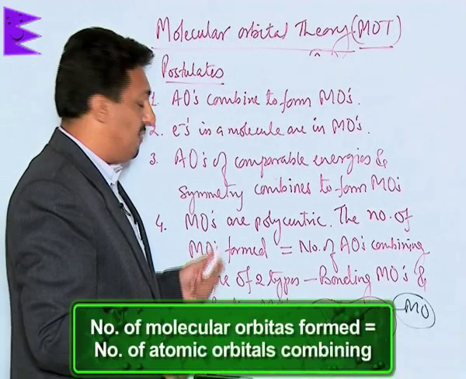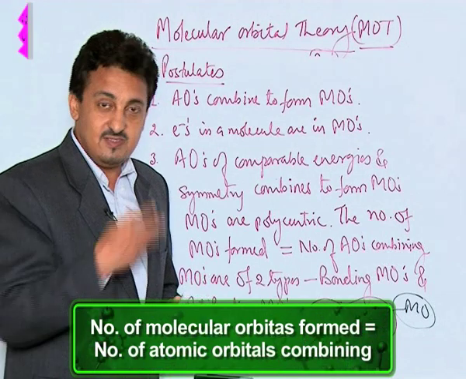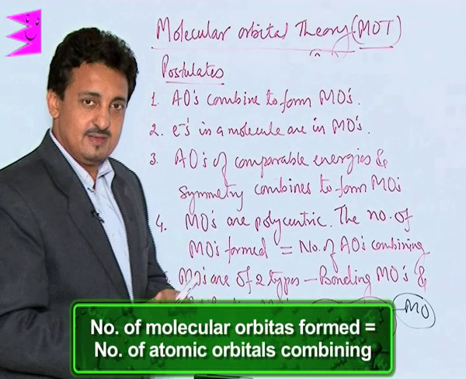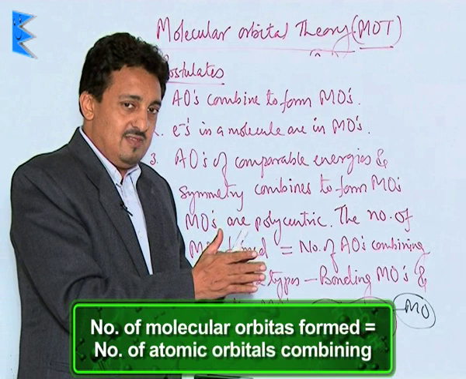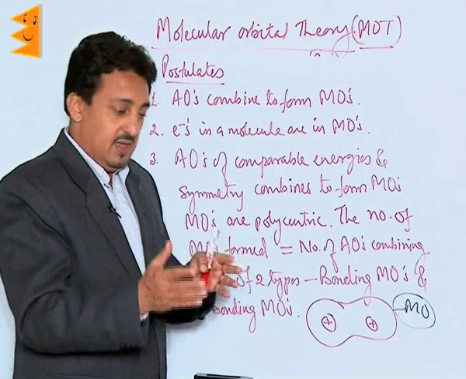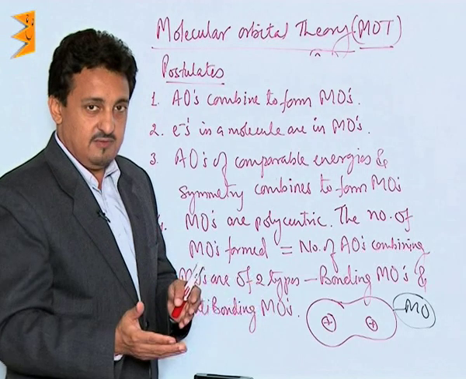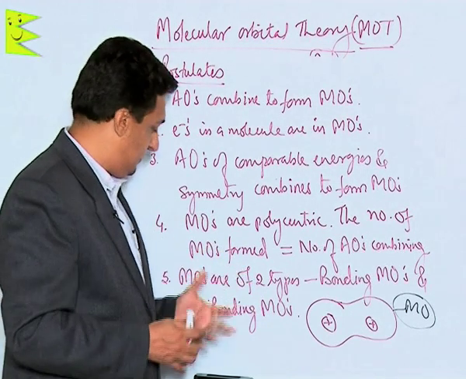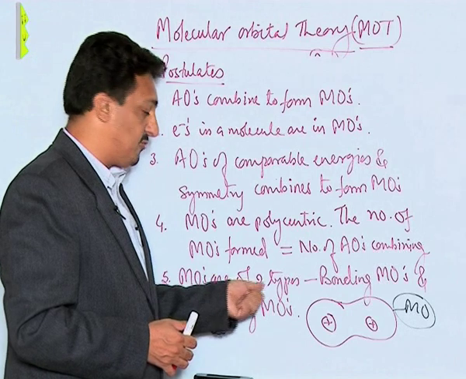Then the number of molecular orbitals formed is always equal to the number of atomic orbitals combining. If two atomic orbitals are combining, two molecular orbitals are formed. If three are combining, three different molecular orbitals are formed. Then molecular orbitals are of two types, remember.